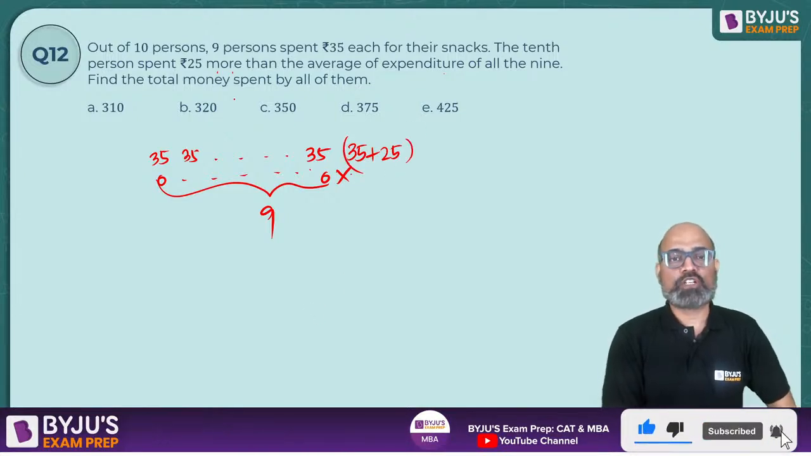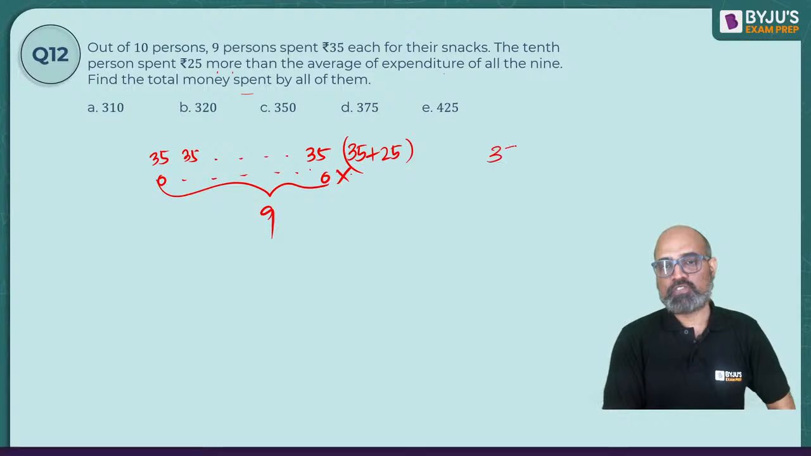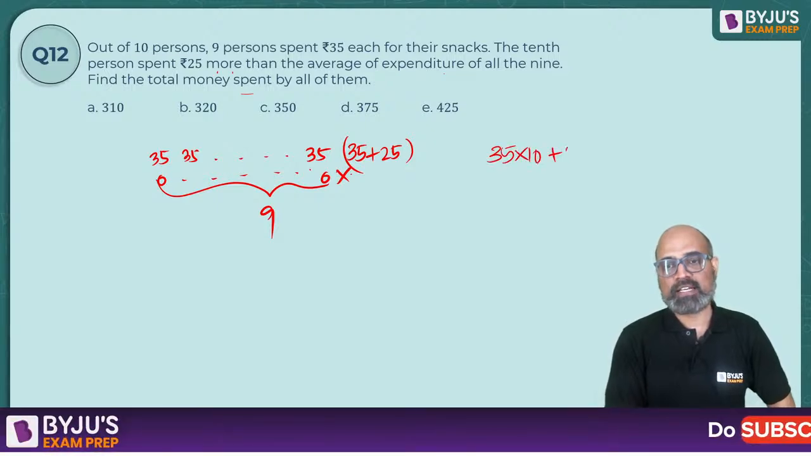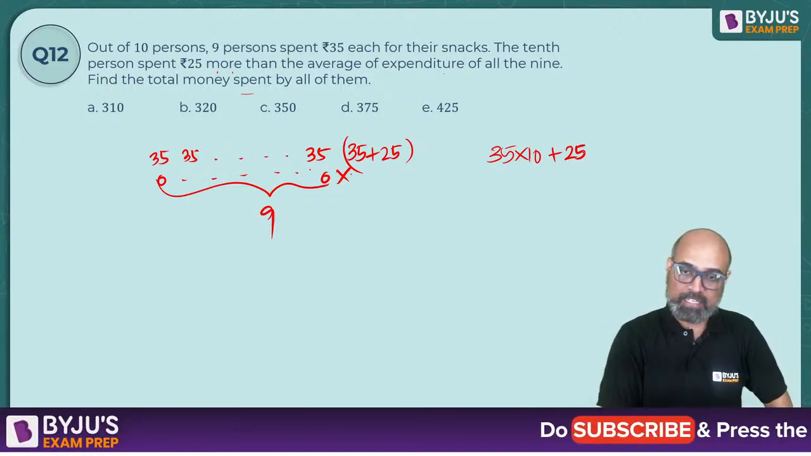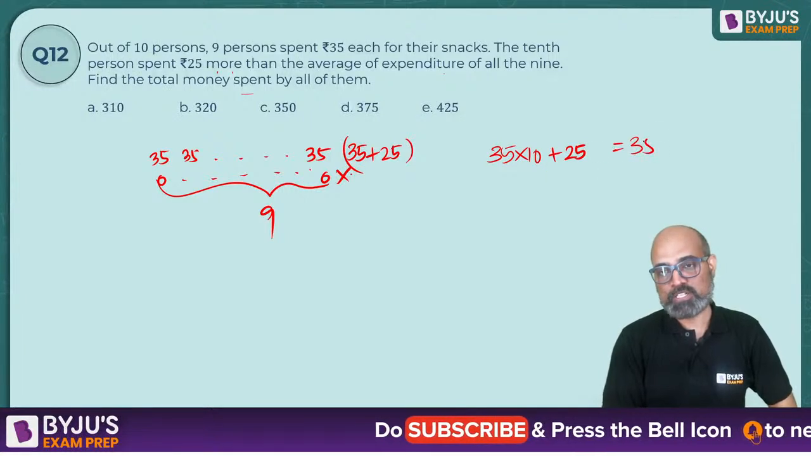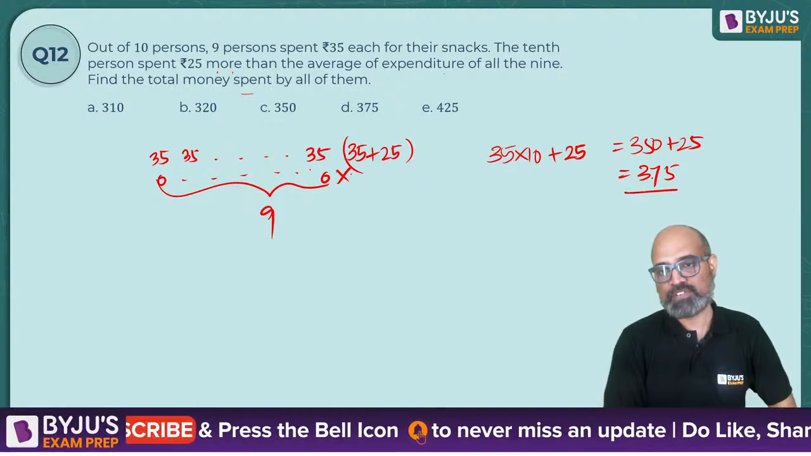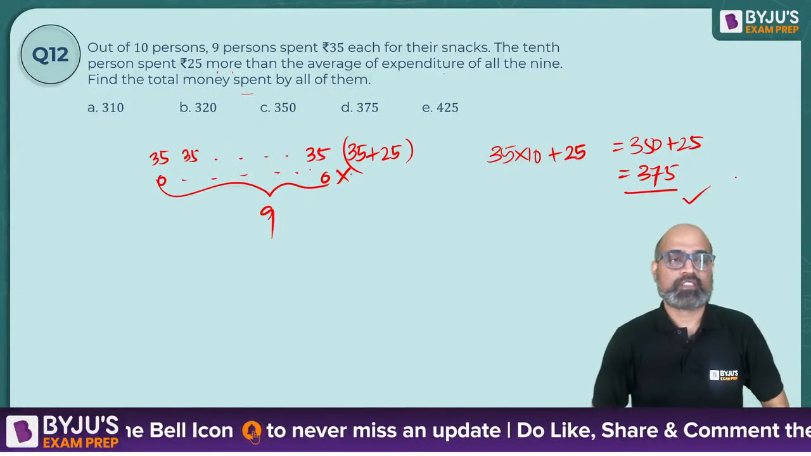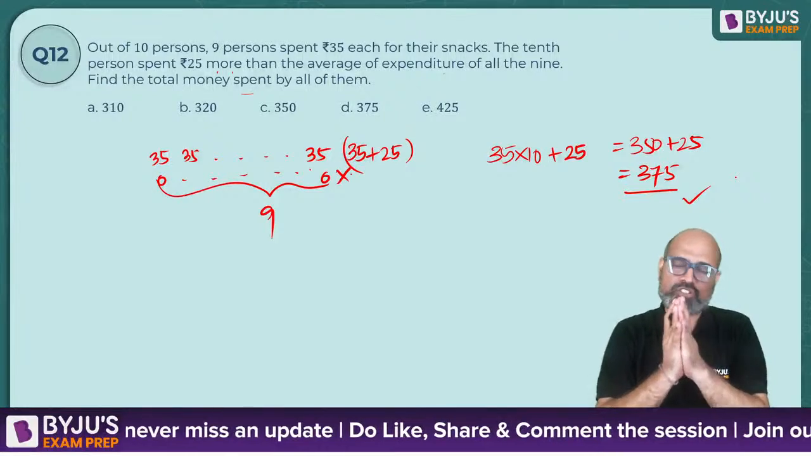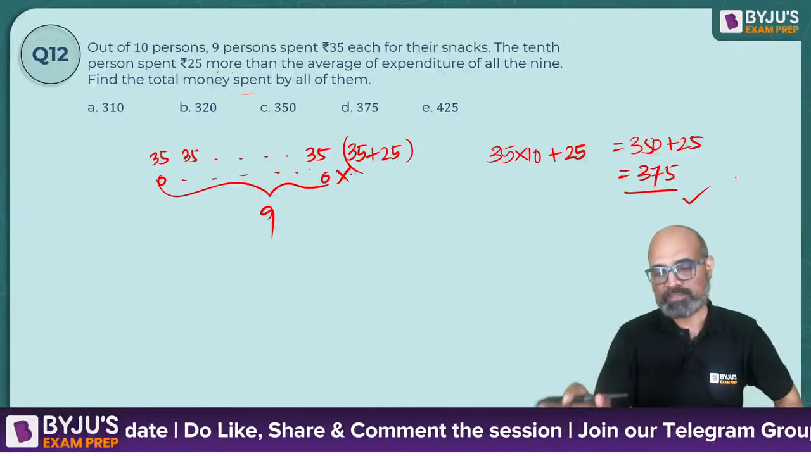So what is the total money spent by all of them? 35 was spent by 10 people and that extra 25 by the 10th guy. So this is 350 plus 25, which will result in 375. Very, very simple, straightforward. Pray to God that questions like this come in the exam.